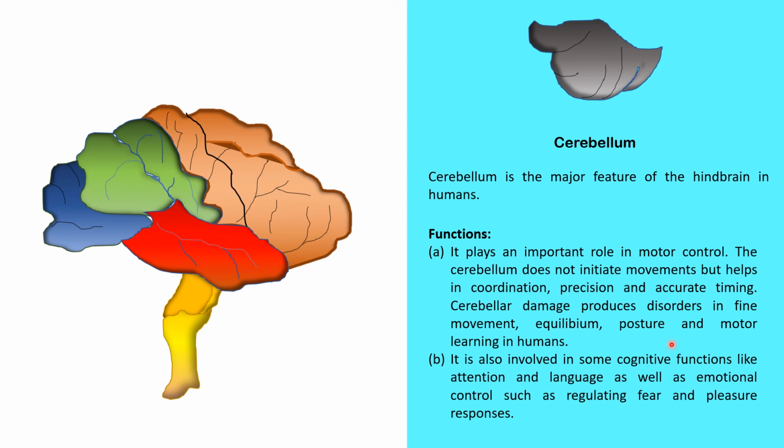That means the fine movements will be lost, the body balance will not be so fine or accurate, the person will be disbalanced in posture somehow, and the motor learning of the human will not be so sound. It is also involved in some cognitive functions like attention and language, as well as emotional control, such as regulating fear and pleasure responses. So, these are the importance of the cerebellum.